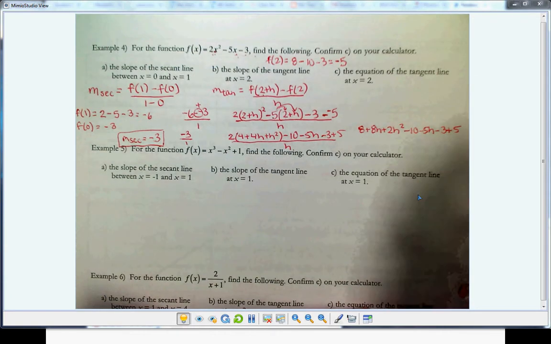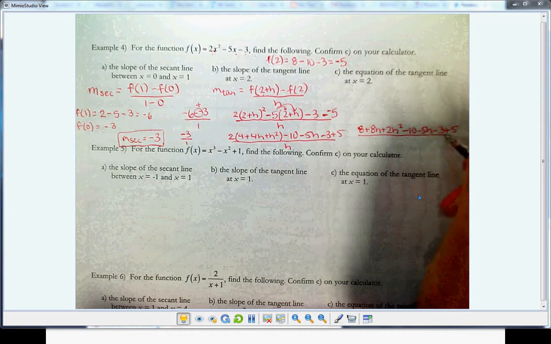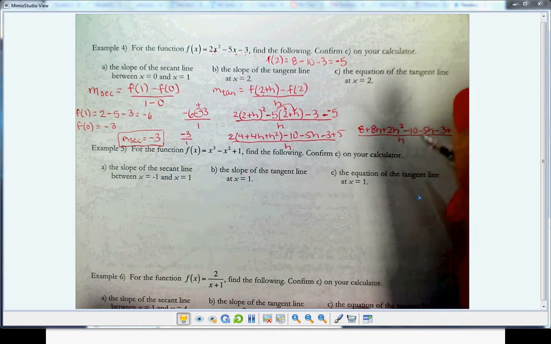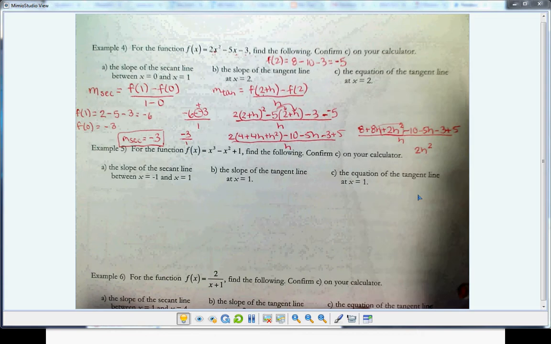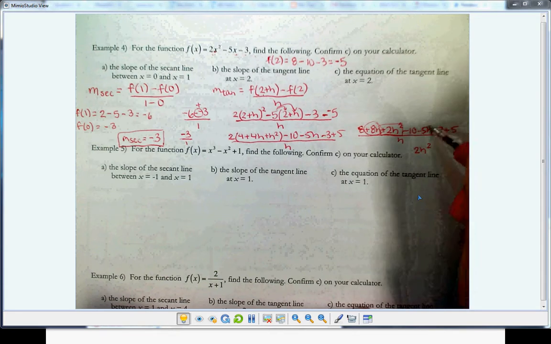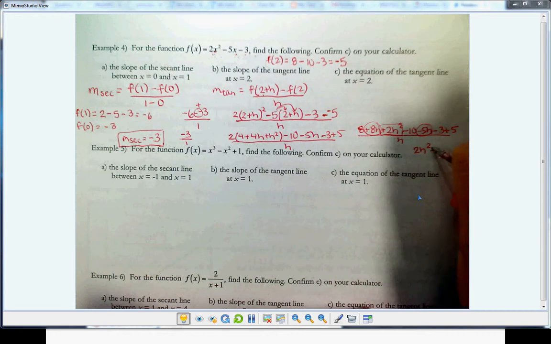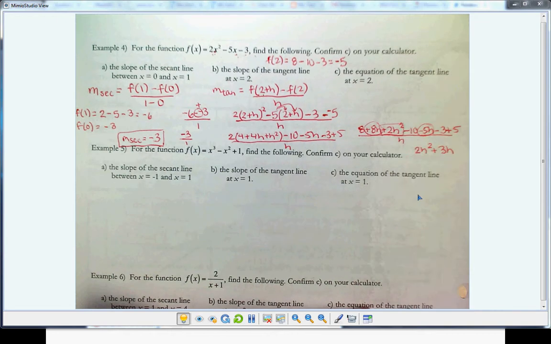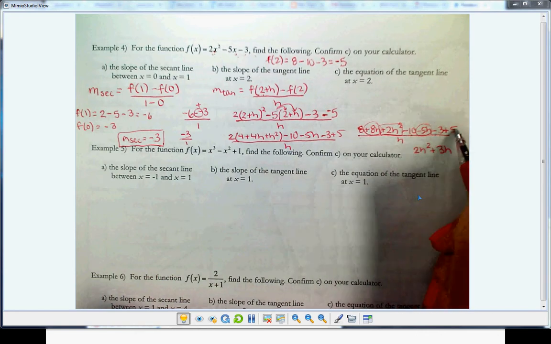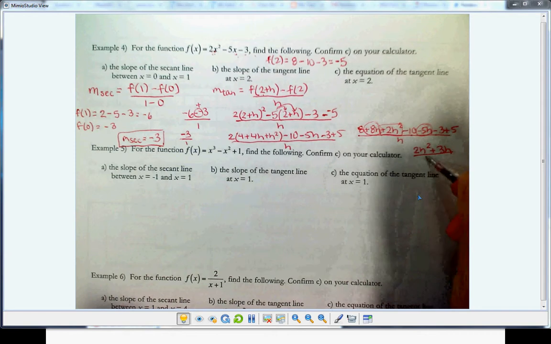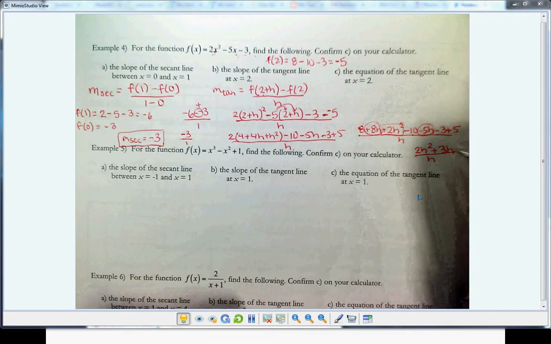Again, all over h. And when we combine our like terms, this leaves us with 2h squared. And we have 8h minus 5h, which gives us positive 3h. And our 8 minus 10 gives you negative 2, minus 3 gives you negative 5, plus 5 means that those all cancel out. So we're left with over h. Simplifying this gives you 2h plus 3.